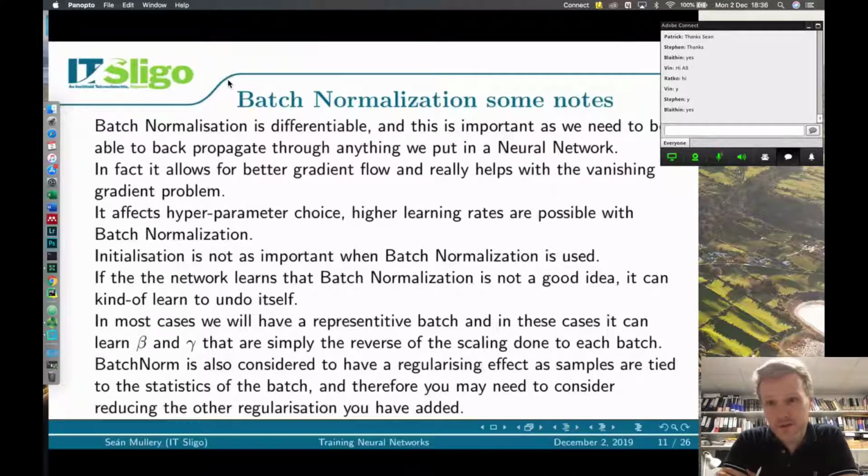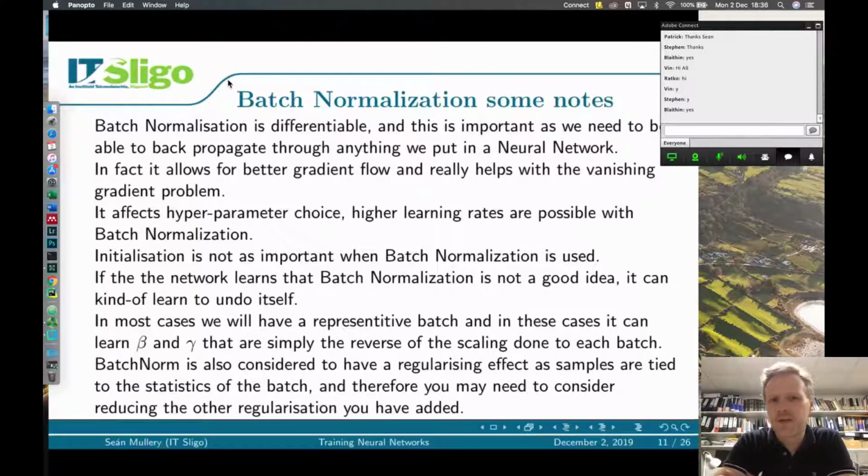One of the vital things about it, we should say, is that batch normalization is differentiable. In other words, you can differentiate it. There is a derivative of batch normalization. That's important because you're going to put it in the middle of a network and you need to be able to calculate your gradients going back through it. We need to be able to backpropagate through anything we put in the neural network, so batch normalization has to be differentiable for that reason.